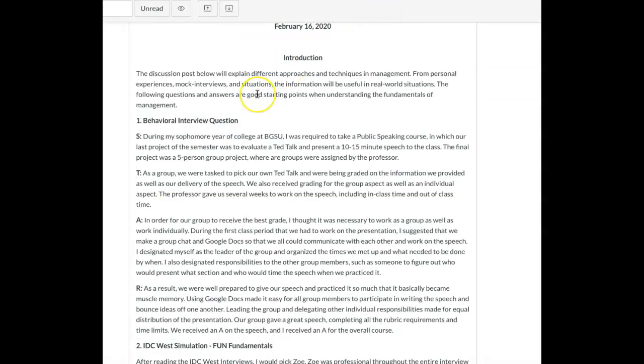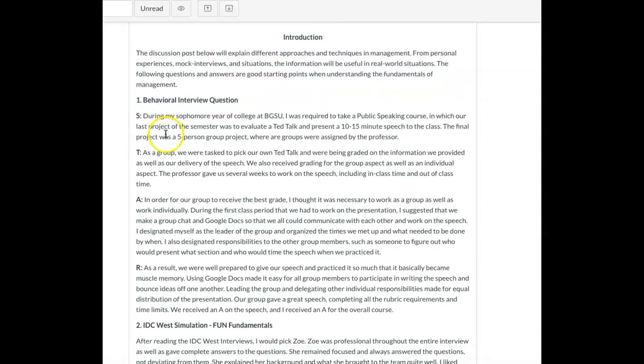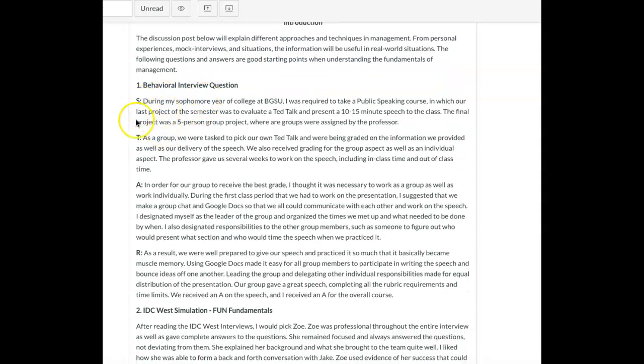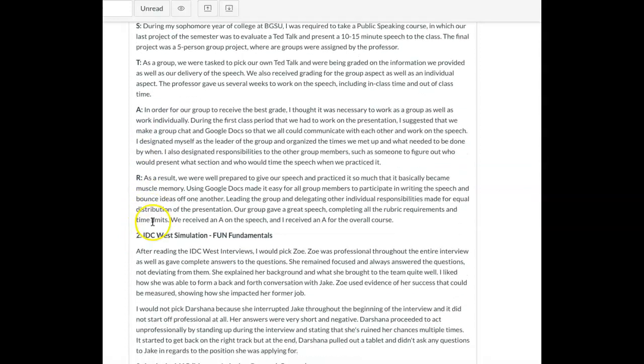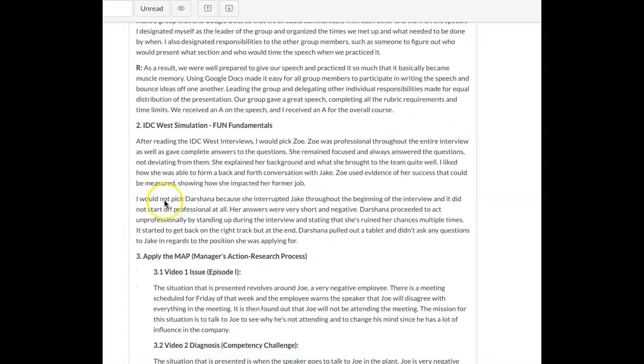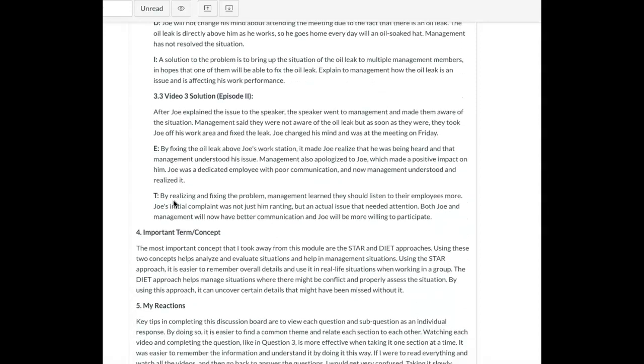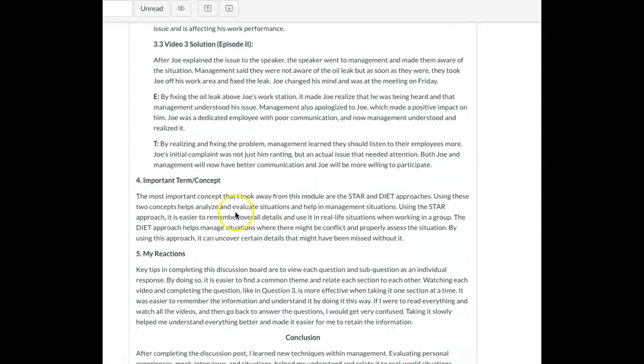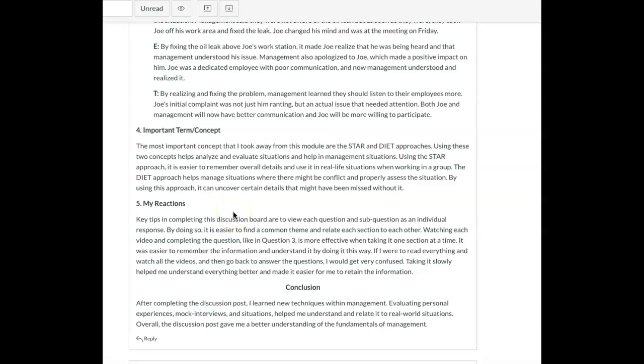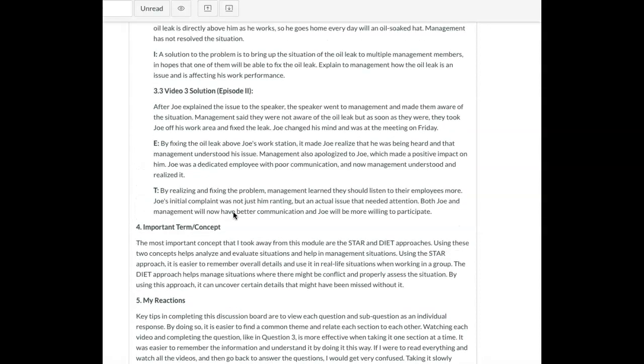The other one here I have is Jake from Lucky 13. Nice job, Jake. And same thing, he has an introduction, he has his behavioral interview question response, he's clearly formatted and marked it. He's got his IDC West discussion. Then he gets into the Oil Hat Joe scenario. He used the DIET process, clearly marked, an important term or concept, his reactions, and a conclusion. So nice job, Jake.